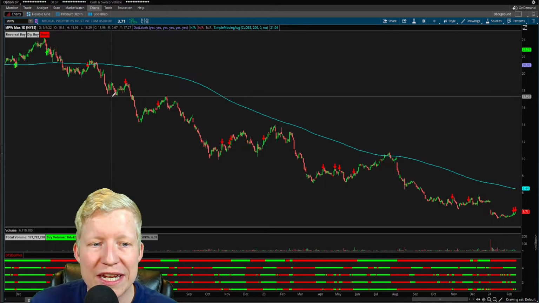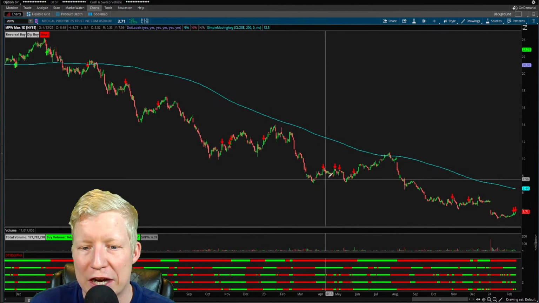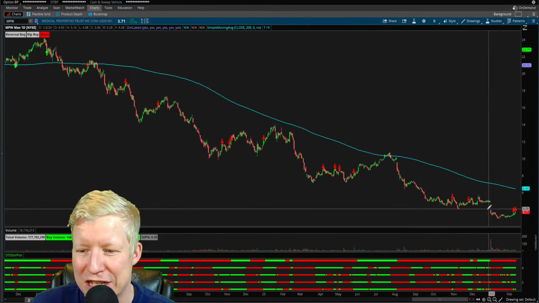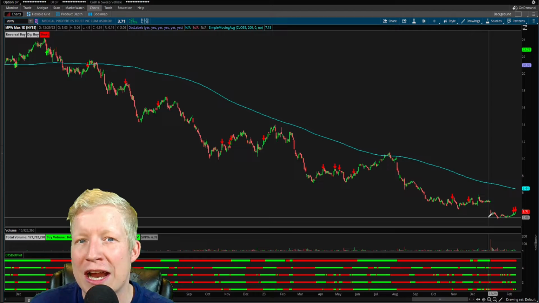Anyway, really weak stock, bounce, red arrow, bouncing into red arrows. It's worked very well on this one. Let's look at some other examples.